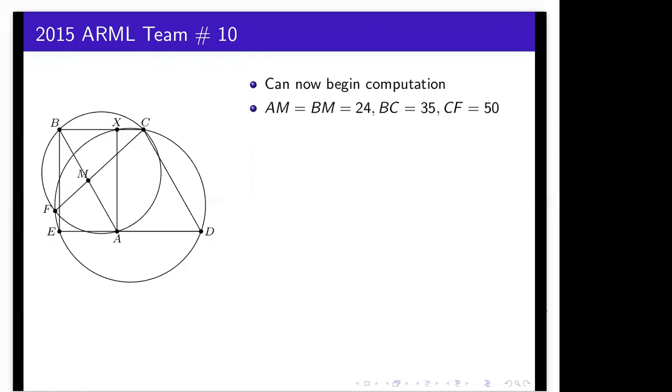So here we can use power of a point M to get information about MF and MC. We know there's some, but we don't know what they are yet. However, we can use power of a point, which says that AM times BM is CM times FM. Now let's substitute this in. AM and BM are both 24. We'll let CM be our variable. And since CF is 50, we know that FM is 50 minus CM.